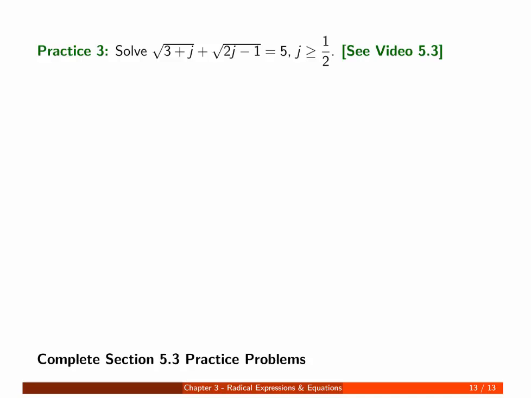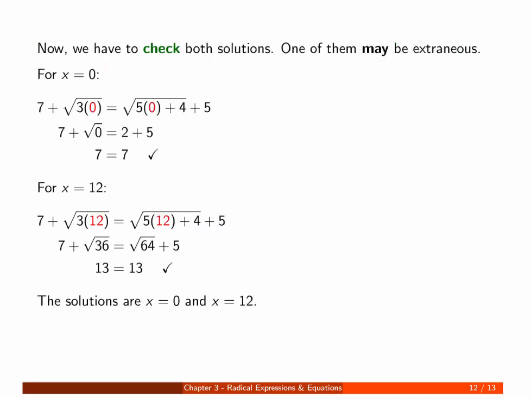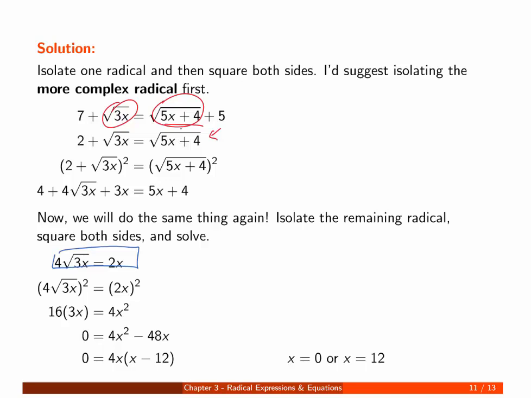Let's solve this. Now this one, the idea is to first of all try to isolate the more complicated radical first. In this case, you have to make a decision. Which one looks more complicated? Probably this one right here. So let's try to do that one. They're both very similar. In the previous example, it was more clear-cut. You can see you have root 3x and root 5x plus 4. This one clearly is more complicated.